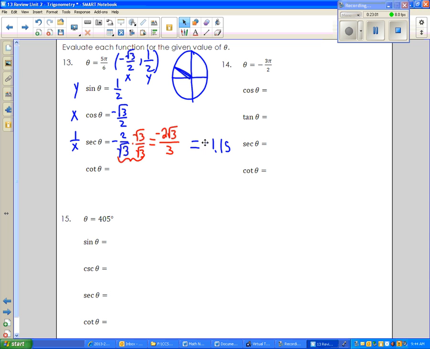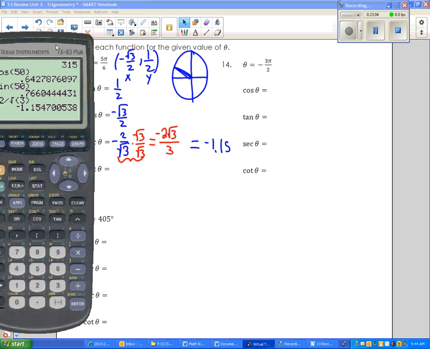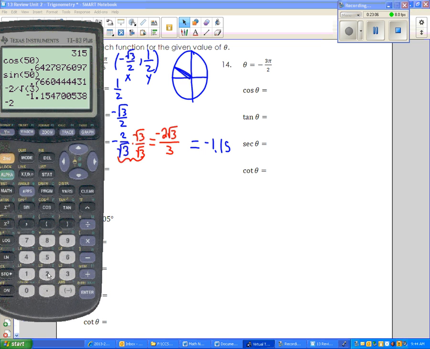And if you want to double check to make sure you did it right, I can take negative 2 times the square root of 3, and then I can also divide that by 3, and I should end up with the same value.